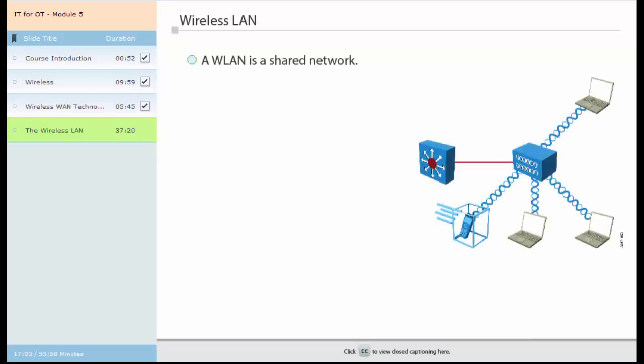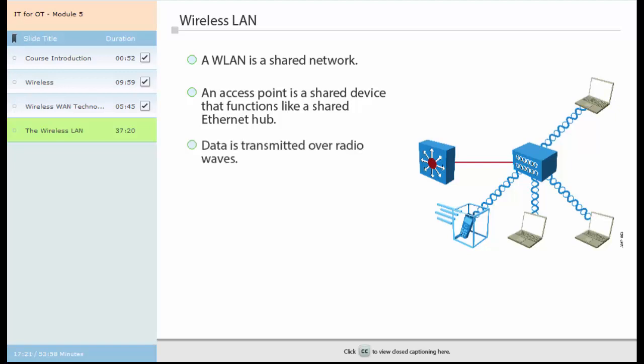A wireless LAN is a shared network very similar to a wired LAN. In a wireless LAN, an access point is a shared device that functions much like a shared Ethernet hub. In a wired network, the data is transmitted over some form of cabling to the shared hub. In a WLAN, data is transmitted using radio waves in frequency channels that are time-shared between users. Since the access point is a shared device, users must take turns transmitting user data just as if transmitting data through a wired LAN hub. Two-way radio communication, or half-duplex, is used.